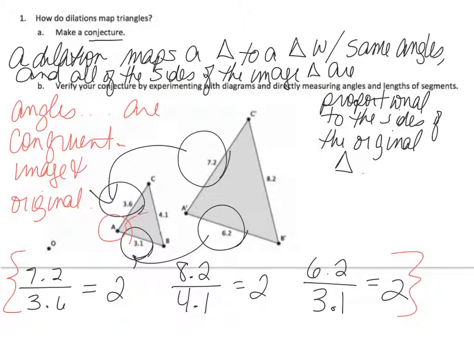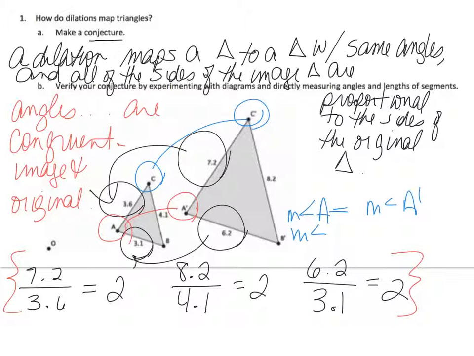So angle A is congruent to A prime, right? Angle C is congruent to angle C prime. That should be a congruent symbol. It didn't come out. There we go. We'll just say the measure of angle A is equal to the measure of angle A prime. The measure of angle B is equal to the measure of angle B prime, etc.